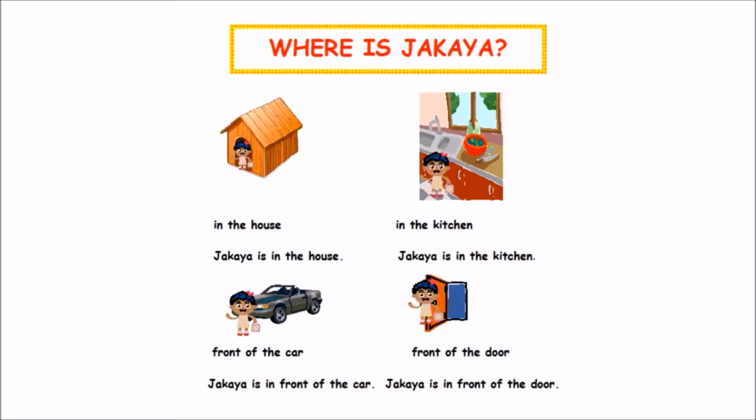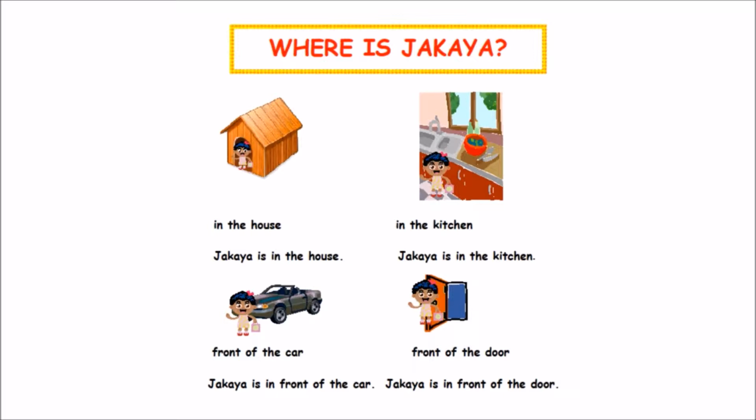So you would start with the house and say, here is Jakaya. Here is the house. Jakaya is in the house. Here is Jakaya. Here is the kitchen. Jakaya is in the kitchen. When you're doing this, the only thing that you're requiring of them to do is to listen and to watch where your fingers are pointing so that they know distinctly what in is and what in front of is.